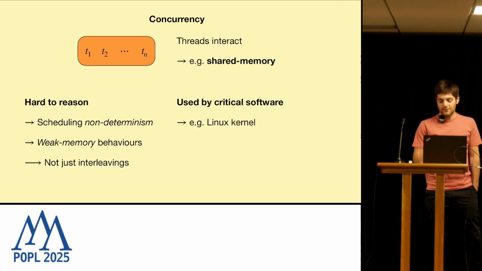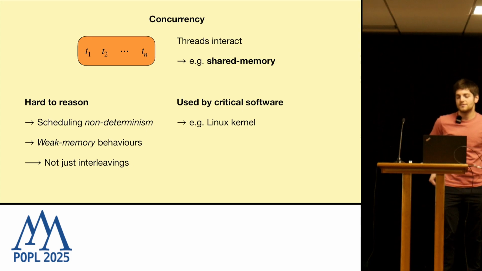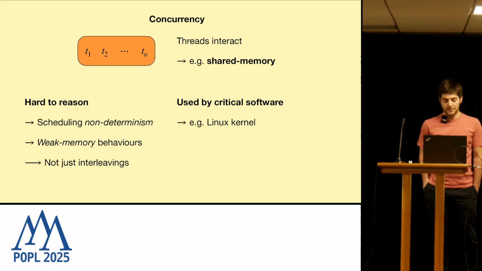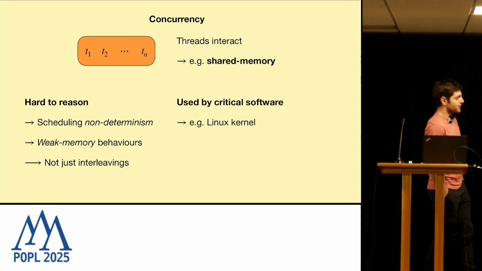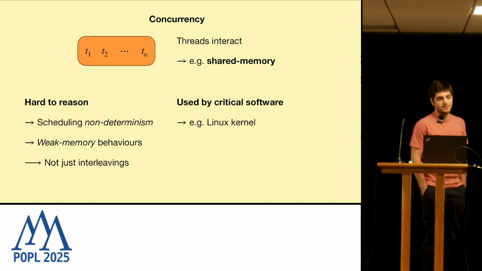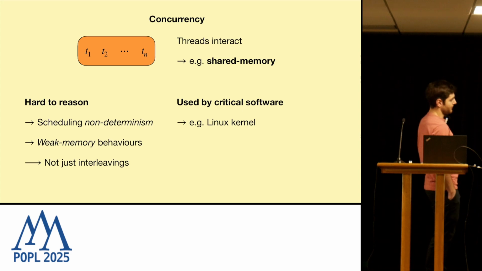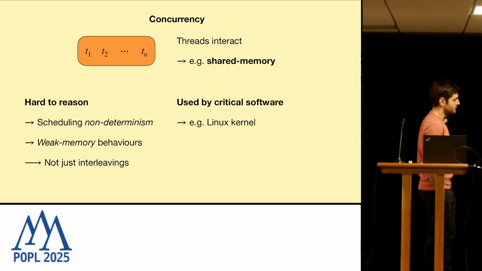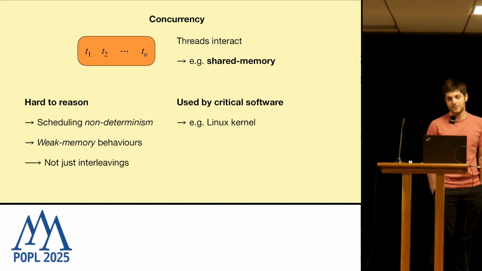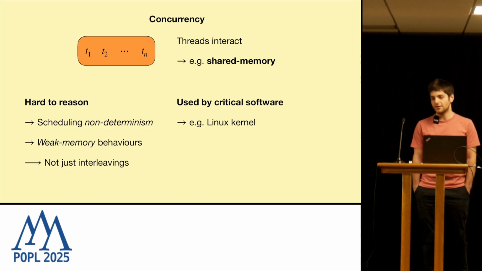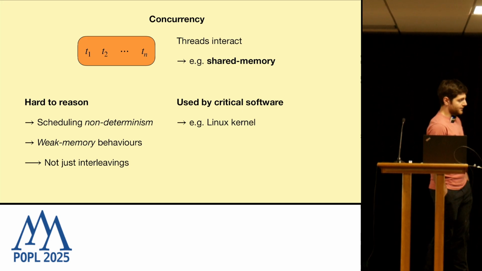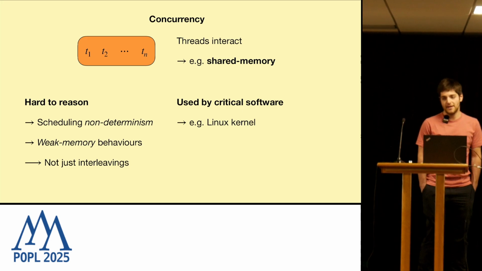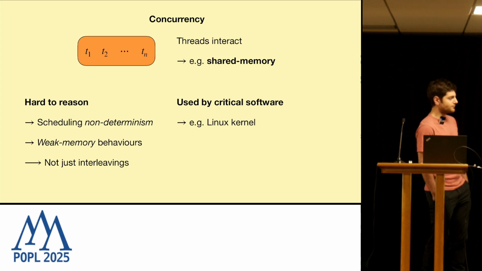So as you know, concurrency is when you have a number of threads, and these threads interact with each other. For example, with shared memory concurrency, they read and write on the same variable. Concurrency is in general hard to reason about because of the non-determinism induced by the scheduling. At each point, you don't know which thread is going to run. And it can get even worse because of weak memory behaviors, so you cannot really reason by interleavings of threads.